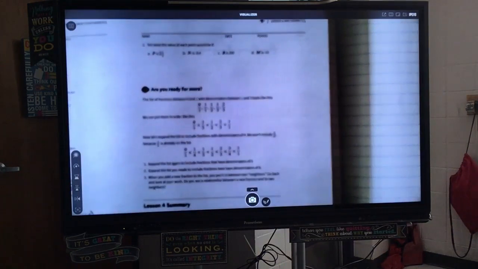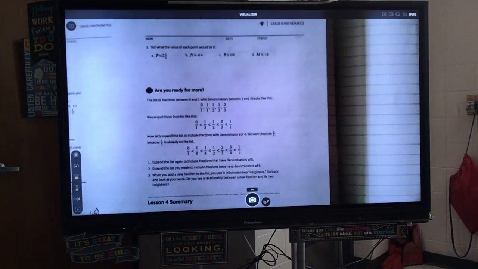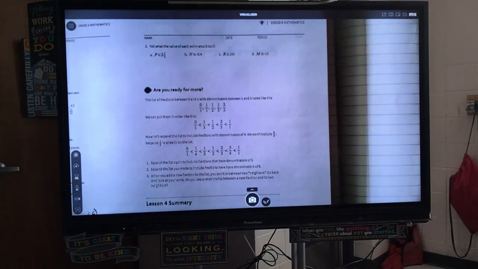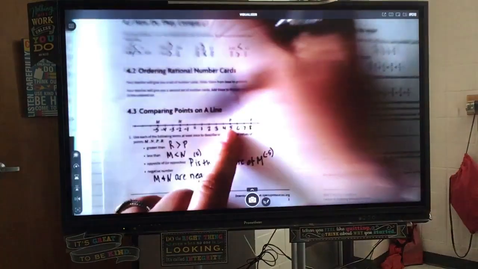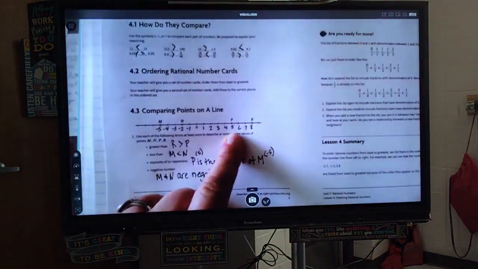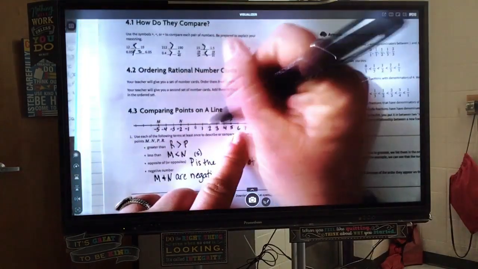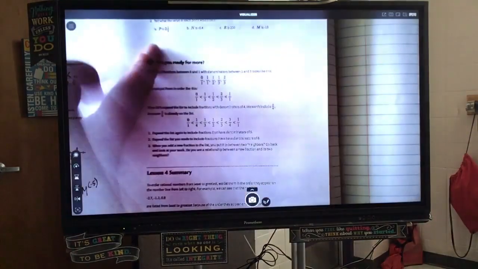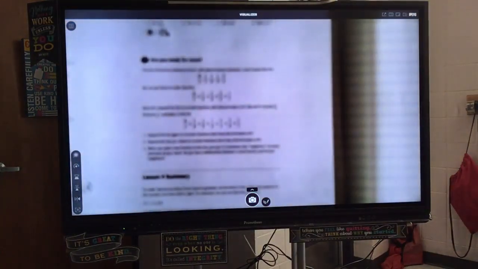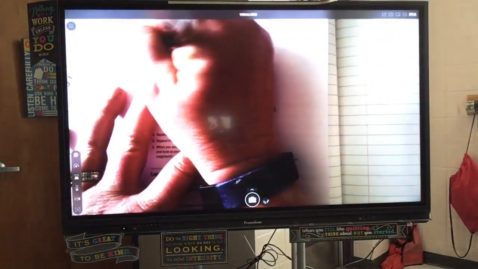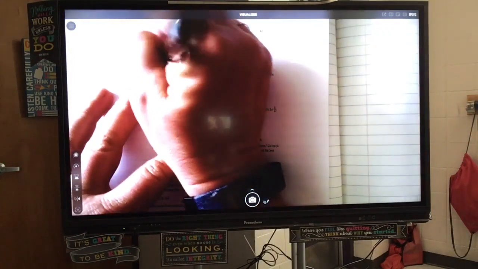So it says, tell what the value of each point would be if P is 2.5, N is negative 4/10, R is 200, and M is negative 15. All right? So if P is 2.5, so we're looking over here. You gotta essentially work together with your group members and figure out, okay, so this no longer equals one whole number, right? So you gotta figure out what the value of each tick mark is in between. So if P is 2.5, M equals negative 2.5, because we know P and M are opposites of each other, right? Okay. Then N is going to equal negative 1, and R is going to equal 4.